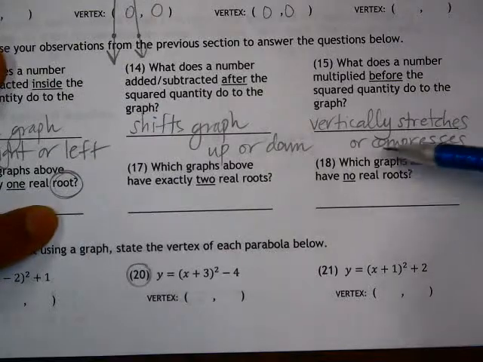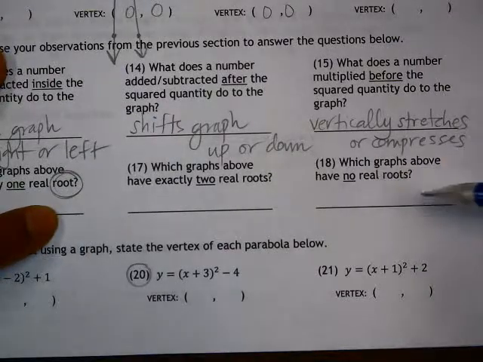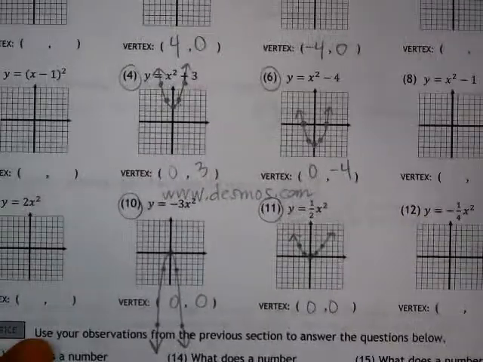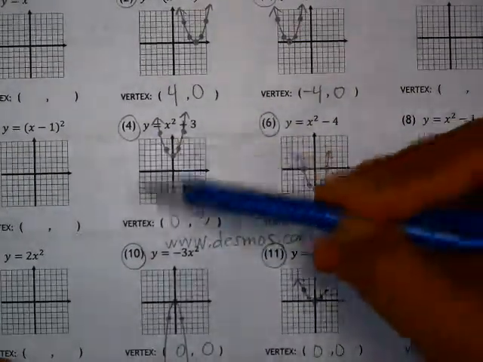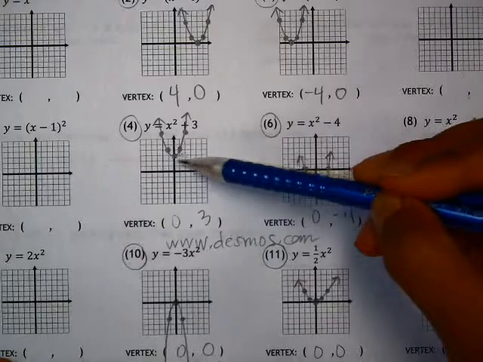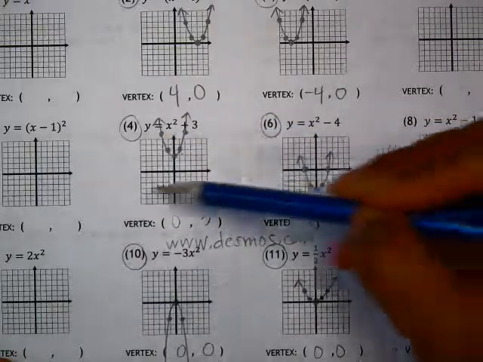And then number 18 is asking which graphs above have no real roots. In other words, which graphs do not intersect the x-axis. The only one graphed here that doesn't intersect the x-axis is number 4, never touches the x-axis.